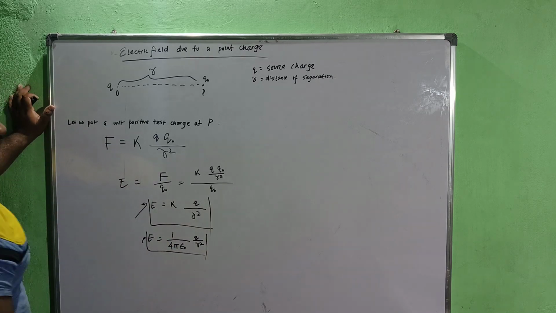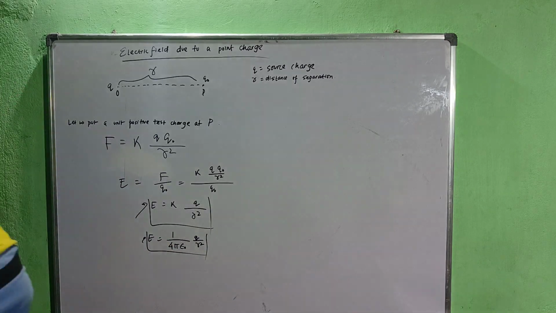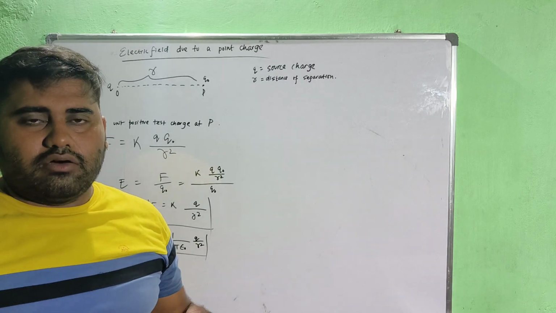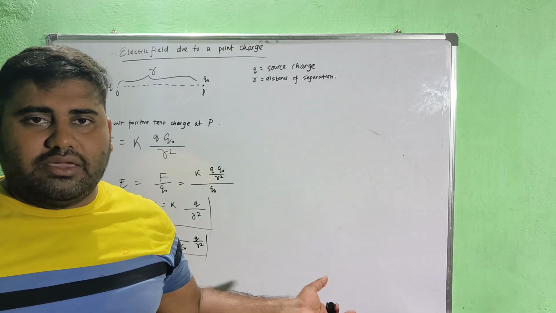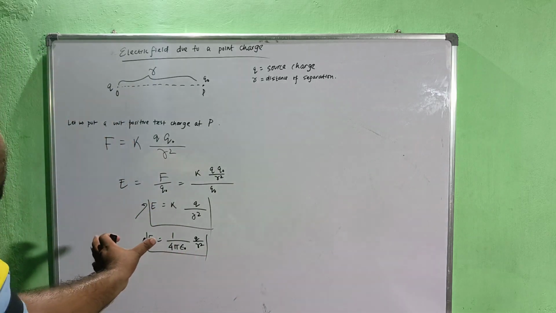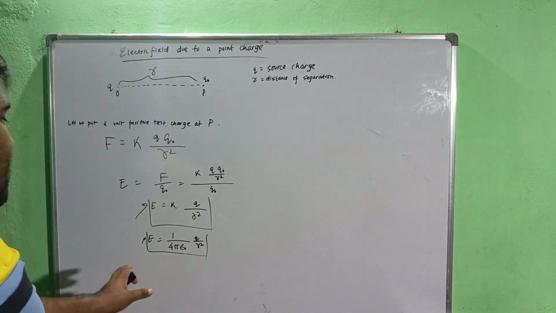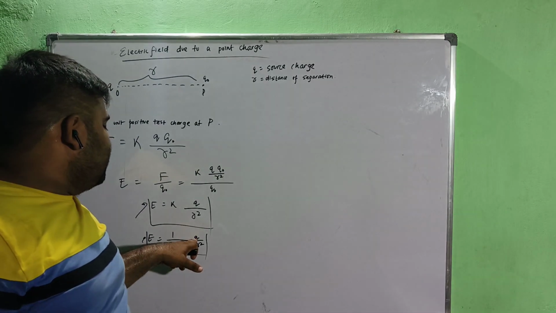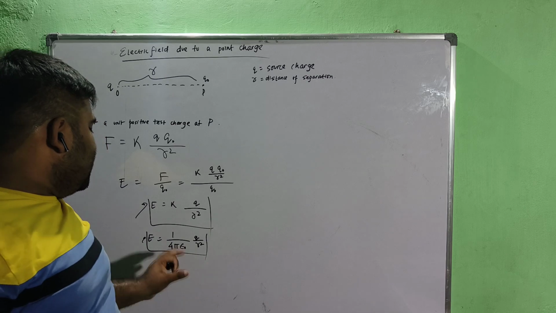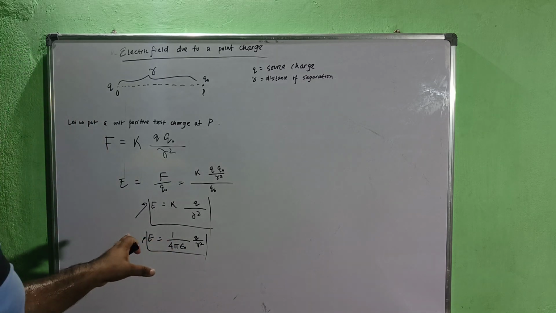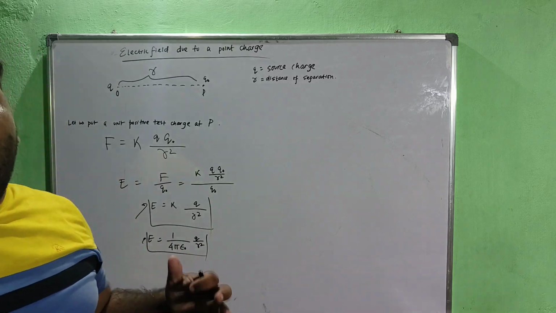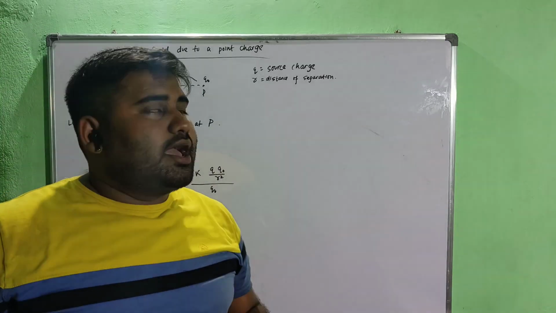If it is stated in any question that you need to find the electric field of a given charge, like 5 coulomb at a distance of 5 meter, then you are going to use this formula. You are going to put the value of charge and the value of distance here, put in the constant value, multiply it, and you are going to get the answer.